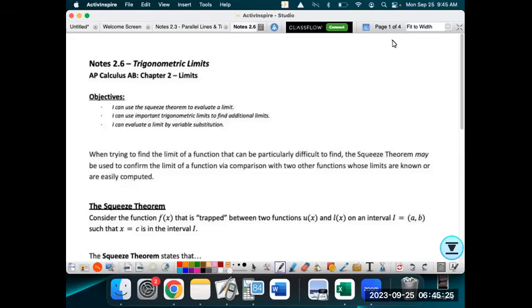When we are plugging values in from either side of a value that we're approaching, that's just you approximating the limit. The squeeze theorem is a way to prove that the limit is exactly the value that you say it is, not that it looks like it's approaching something. So let me say that it looks like this.